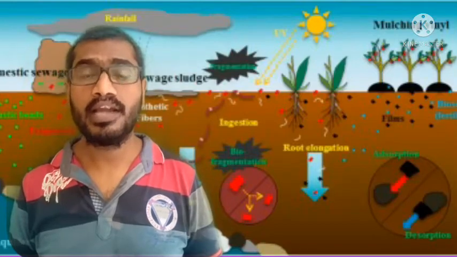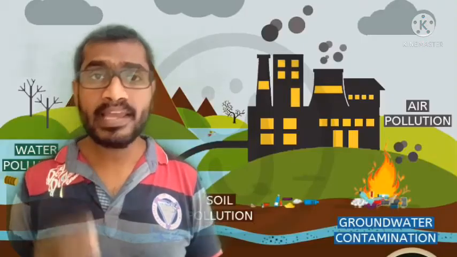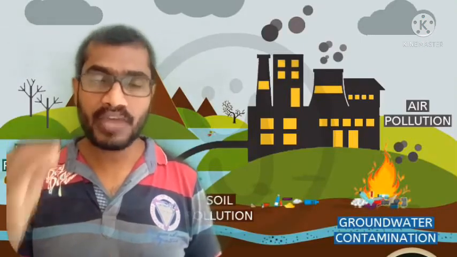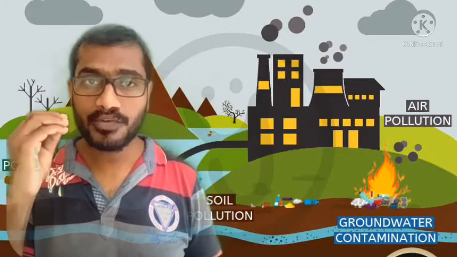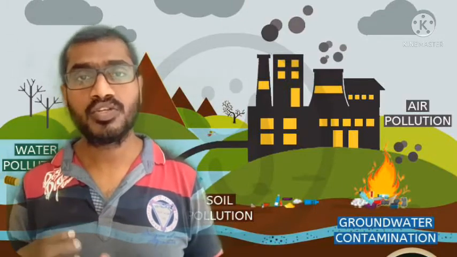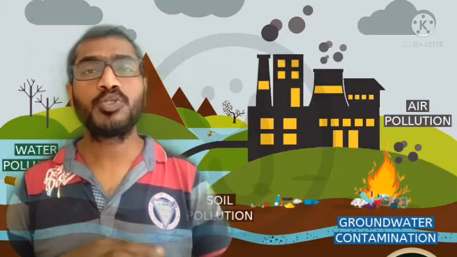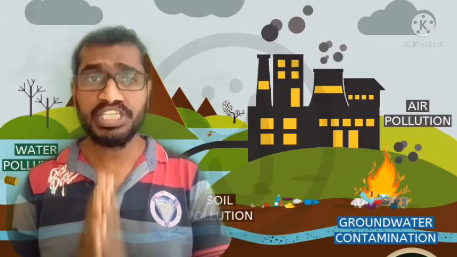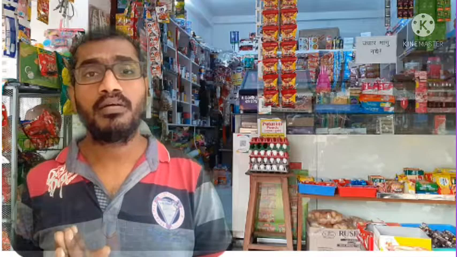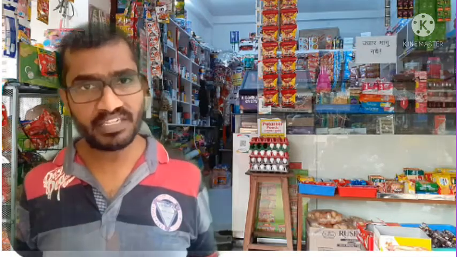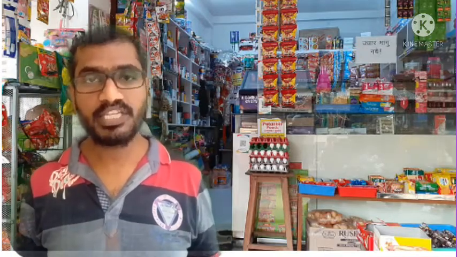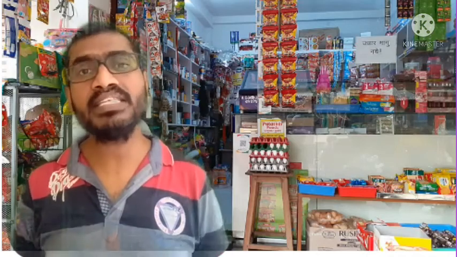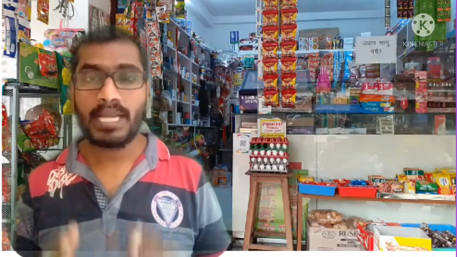Why? Because this plastic pollutes the soil, it pollutes the water, and while making it in the factories it releases some harmful gases. So all this pollutes the total environment. That's why we need to minimize. We can't prevent the use of plastic in our day-to-day life, but we can minimize the use of plastic.